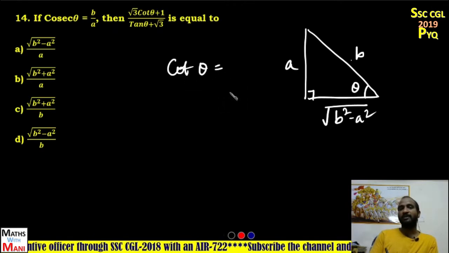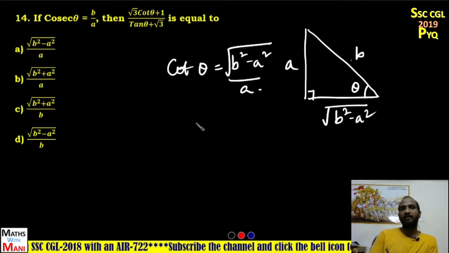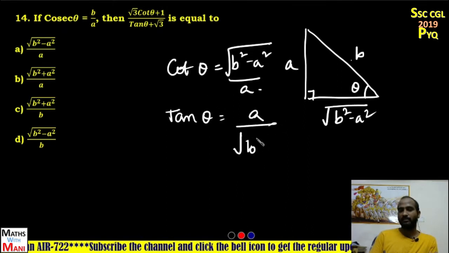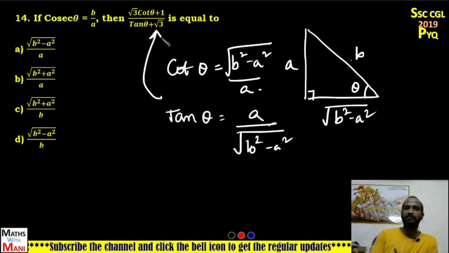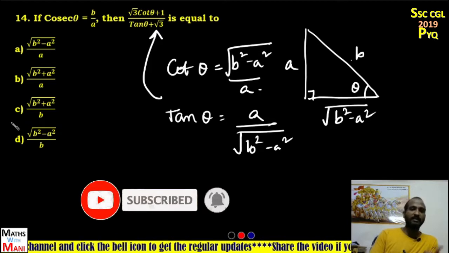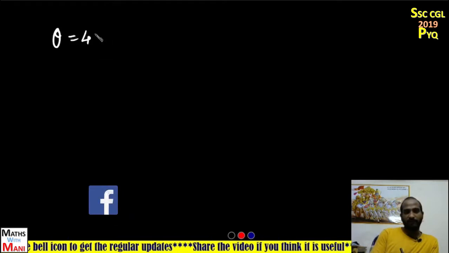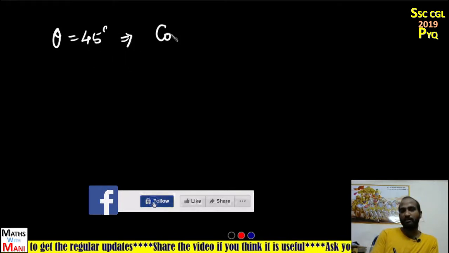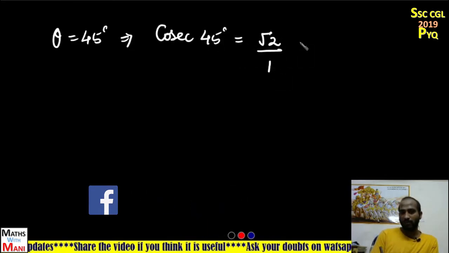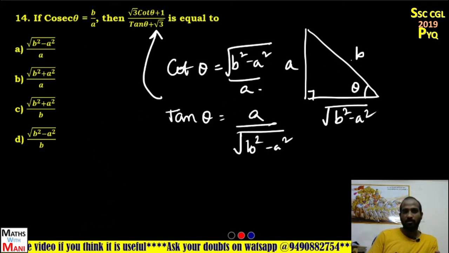So from that I can easily find the value of cot theta. Cot theta is equal to adjacent side by opposite side, that is square root of b square minus a square by a. And what about tan theta? Tan theta is the inverse of cot, that is a by square root of b square minus a square. Substitute these values in the question and you will get the answer easily. Otherwise, what is the next thing I told you? Substitution. Put theta equal to 45. When I substitute theta as 45, what is the value of cosecant 45? It is equal to root 2. Root 2 means root 2 by 1, which is nothing but b by a. Now what should be the question? What is the question? Root 3 cot theta plus 1.